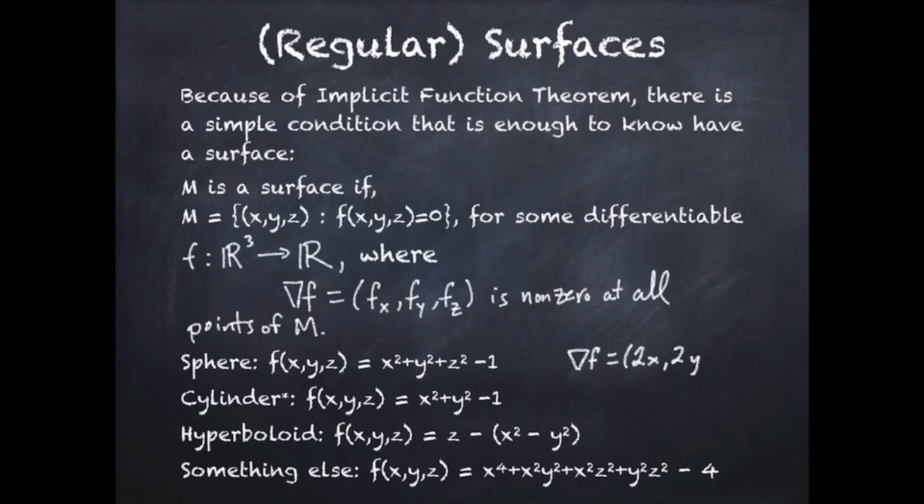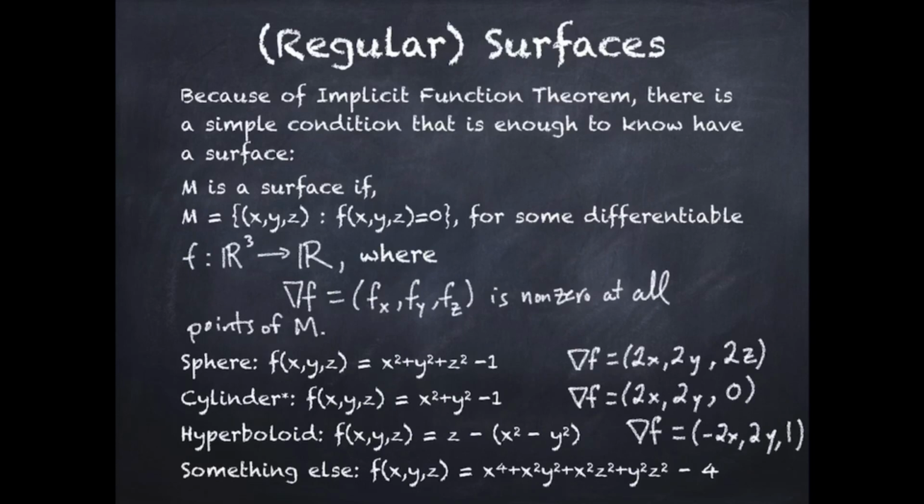The gradient of the function for the sphere there is just 2x, 2y, 2z. Now, of course, that is the 0 vector when you're at the origin, but the origin is not on the sphere. When you put in x, y, and z all equal to 0, you don't get a value of 0 on that function for the sphere. Similarly, for the gradient of the function I gave for the cylinder, the only way to make it the 0 vector is to make both x and y be 0, and that would not be on the 0 set of that function.